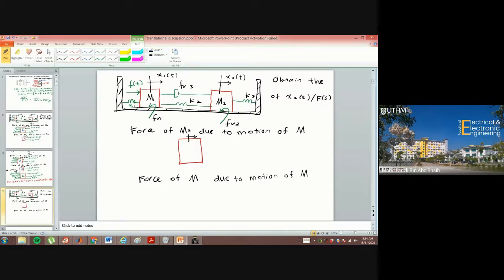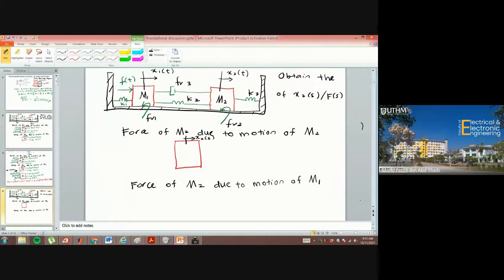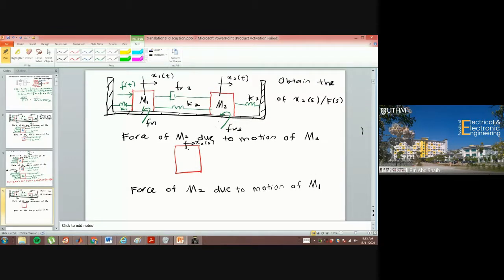Force of M2 due to the motion of M2. So M2 due to motion of M1. Okay, this is X2 S. Force of M2 due to the motion of M2. Okay, this is M2.